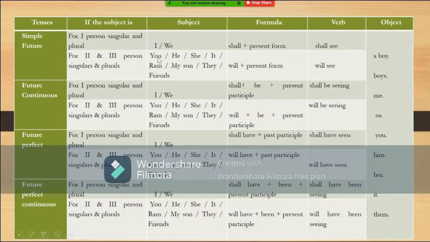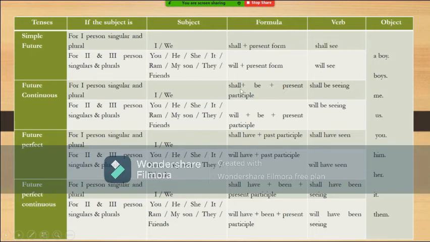For other subjects, for you, he, she, it, Ram, my son, they, friends, for all these subjects, only will can be used. Let us take one. He will see. For I or we, you have to use shall see. For all other subjects, will see. Here, shall or will indicates future, simple future. After that, you have only the present form. That is the form for the future tense.